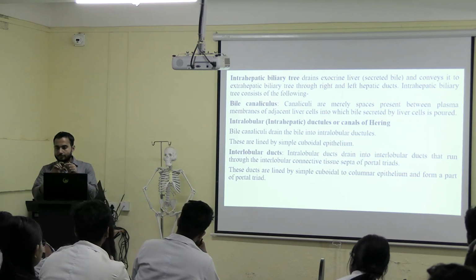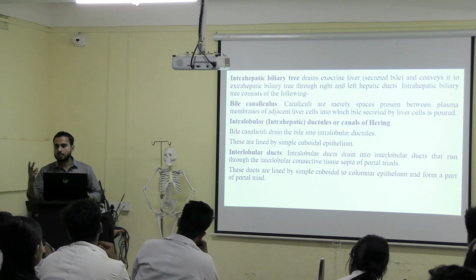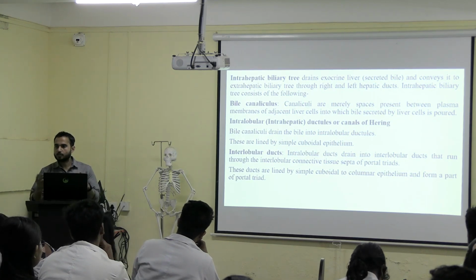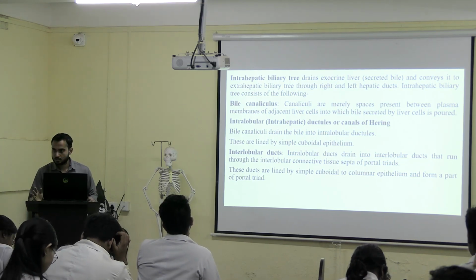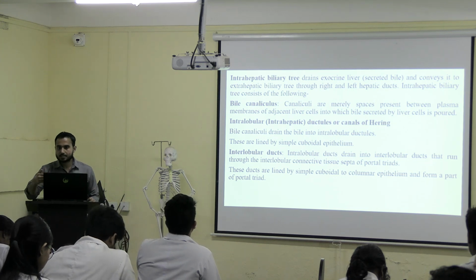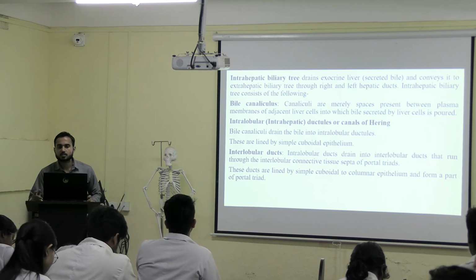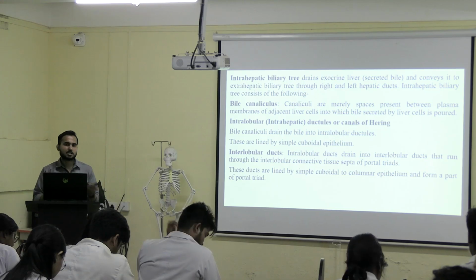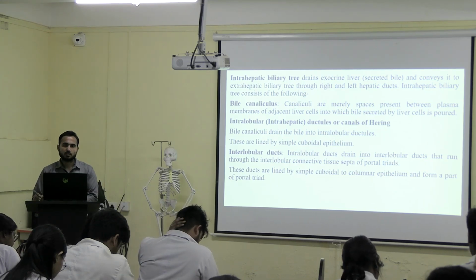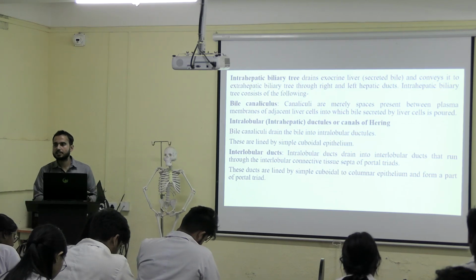Now the flow of the bile is divided into two parts. When it is flowing inside the liver, it is called the intrahepatic biliary system, or intrahepatic biliary tree. Okay? Once it comes out of the liver, then it is called the extrahepatic biliary system. As simple as that. Intrahepatic means inside the liver, extrahepatic means outside the liver. It has to come out from the liver. If it does not come out of the liver, then how will it go to the second part of the duodenum?